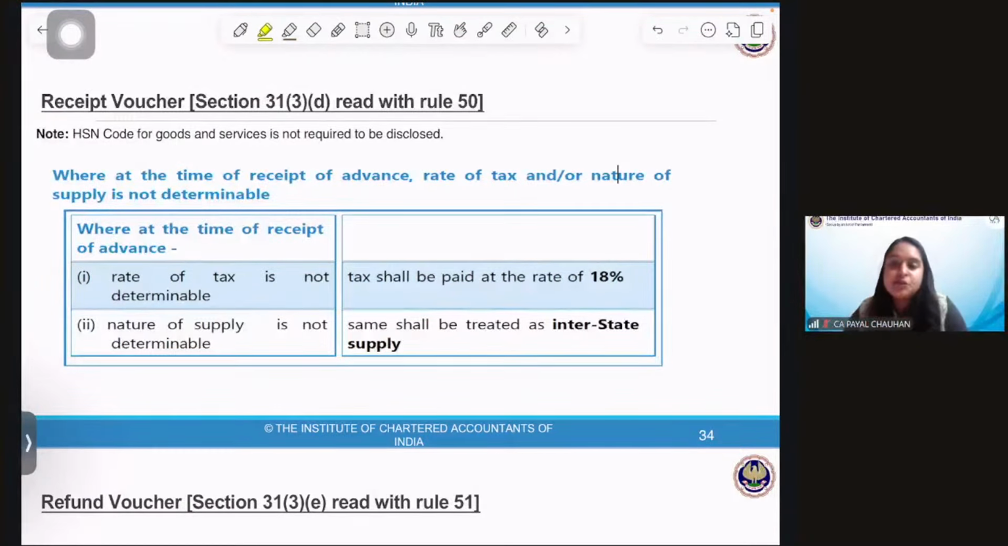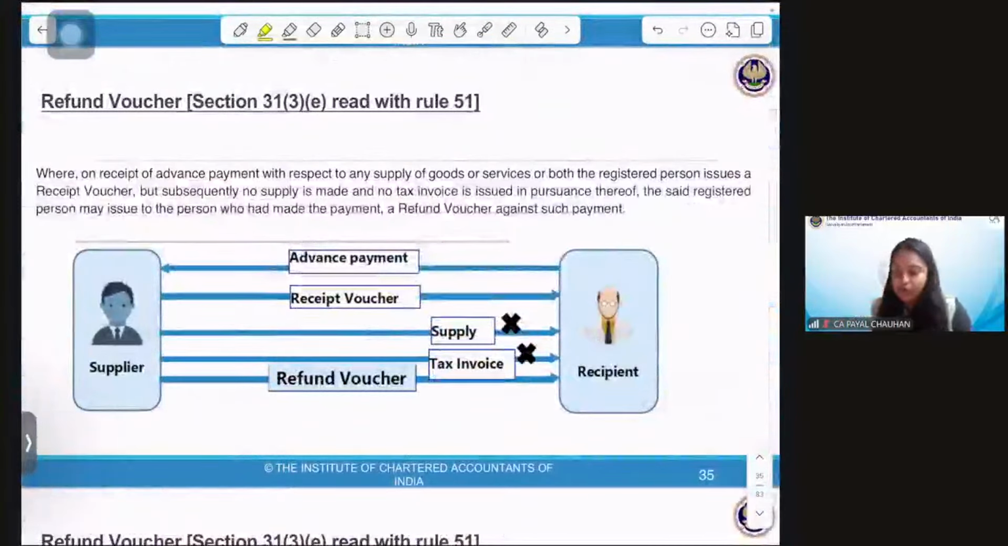No, I can't issue a refund voucher because for a refund voucher, two criteria are there. First of all, supply should not be made, and tax invoice should not be made. Both, yes, Navneet. It depends upon my conditions. Either I'll issue a credit note or I have to refund you. But usually, a credit note will be given because the invoice was issued, right? Credit note will be issued. Everyone got it?